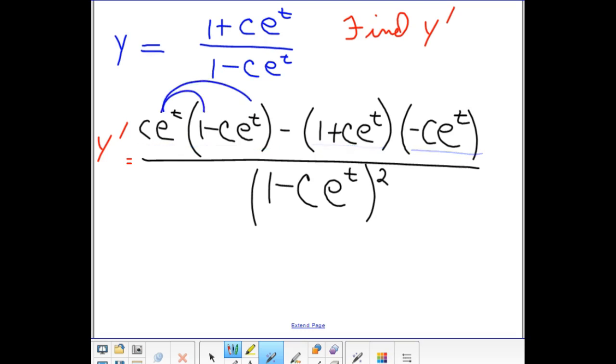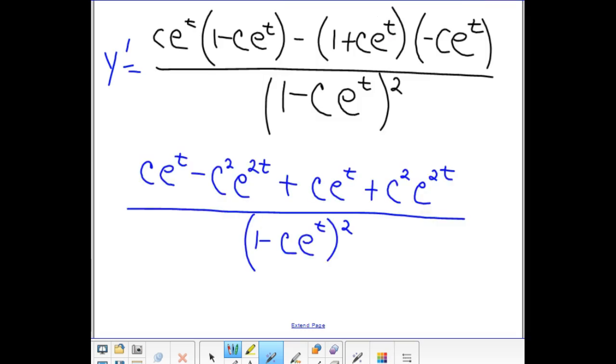Do a little distributive property. c e to the t times 1, of course, is just c e to the t. c e to the t times c e to the t is c squared e to the 2t, because when you multiply numbers that have the same base, you add their exponents. So e to the t times e to the t, add the exponents, and that's where you get 2t. Likewise over here, distribute this guy, but don't forget you got a negative sign here that's going to change them both into plus. Look what happens there. They cancel.